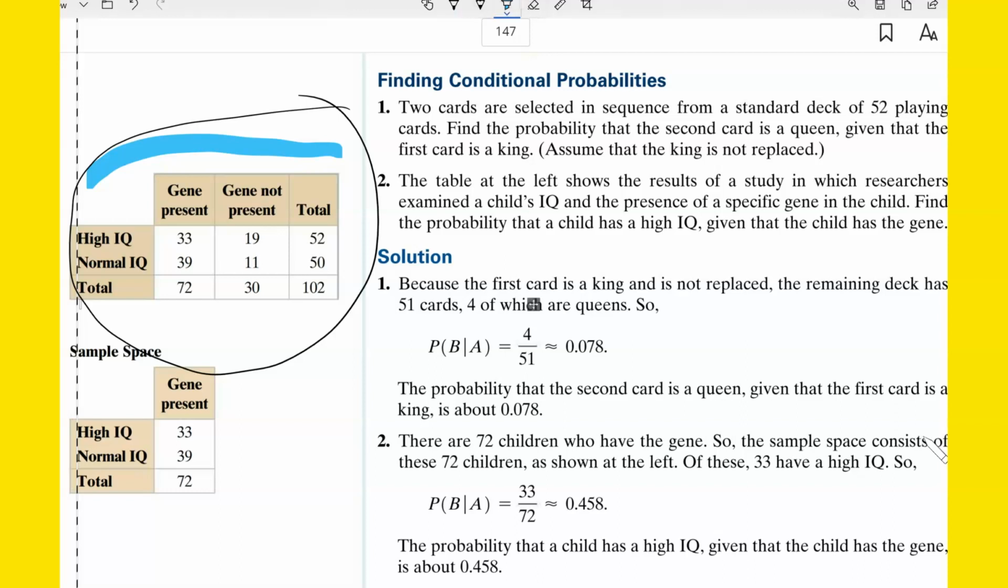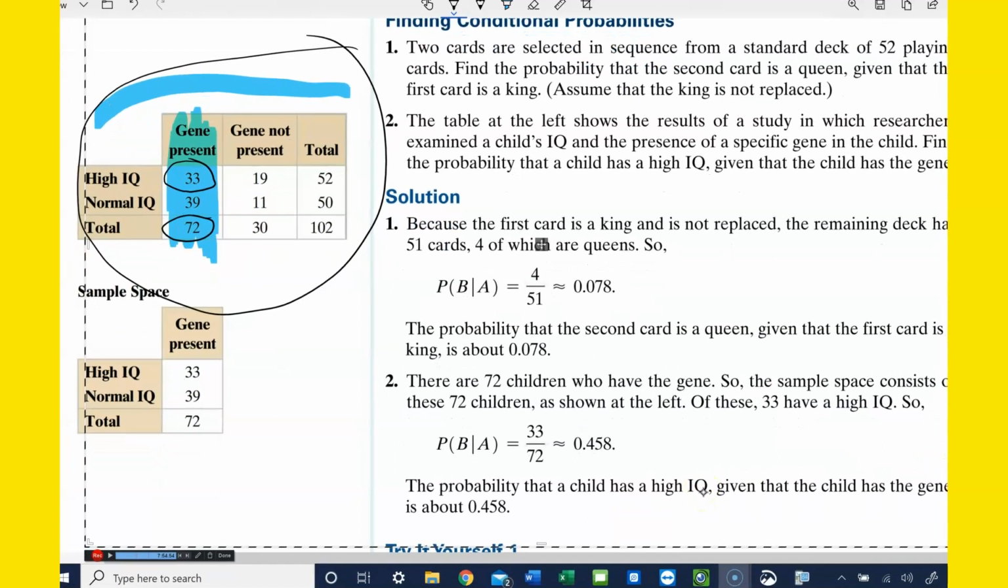So we're not looking at this whole table actually, because we already know that the child has the gene. The gene is present. So we're really only concerned about this column. All right. So given that we're only looking at the children who have the gene present, what's the probability that the child has a high IQ? The probability that they have a high IQ would be 33 out of the total that have the gene, 72. 33 out of 72. Okay, 0.458.